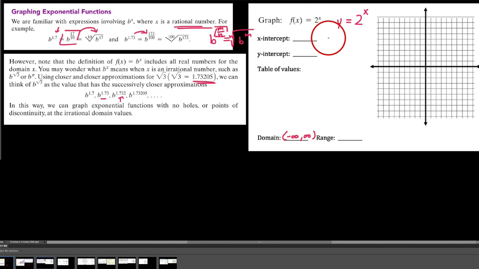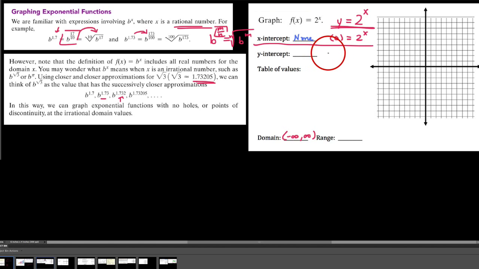Now to find an x-intercept, what we need to do is plug in 0 for y. So using this function right here, I'm going to say 0 equals 2 to the power of x. And the first thing that I want to write here is that it has no x-intercepts. The reason why is because there does not exist a power that we could take 2 to the power of and get 0 for an answer. So this graph will have no x-intercepts.